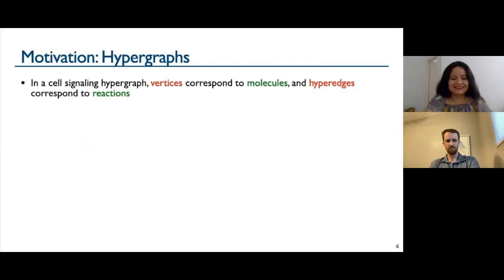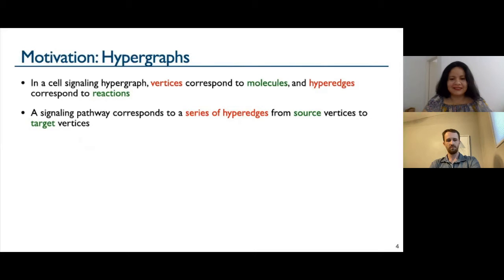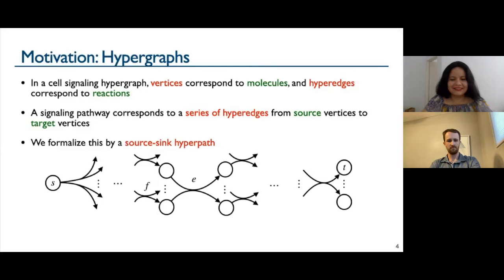In a cell signaling hypergraph, vertices represent molecules, including proteins, and hyperedges represent reactions. A specific signaling pathway is a series of hyperedges from source vertices to target vertices, which is formalized as a source-sink hyperpath. In this picture, this hyperpath goes from S on the left to T on the right. Notice that there can now be multiple outedges from S, as shown on the left. In the middle, hyperedge E highlights a general hyperedge, where all of its tail vertices must be reached by prior edges in the hyperpath for it to be traversed. And T on the right is one of the vertices in the final hyperedge.